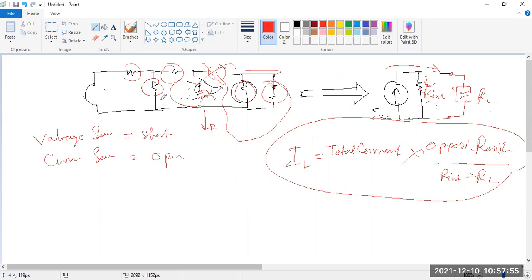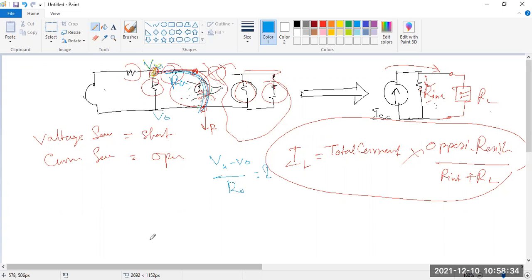And how could I find the ISC? If I find the voltage over there, then we can easily find the short circuit current. If there is a short circuit and I know this voltage, say this is the VA and this is the V0, then I can easily find the short circuit current by dividing by this R, say this is RA. So (VA minus V0) by RA is the short circuit current. So you can easily get this.